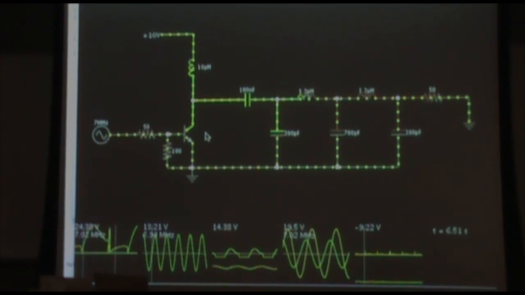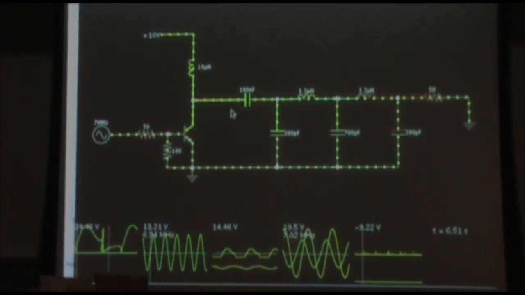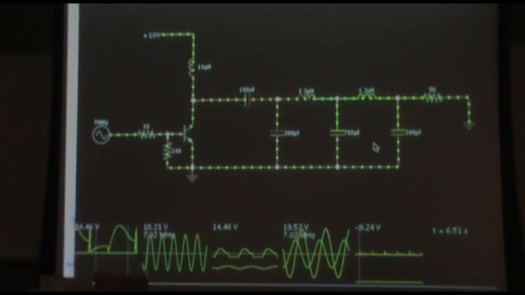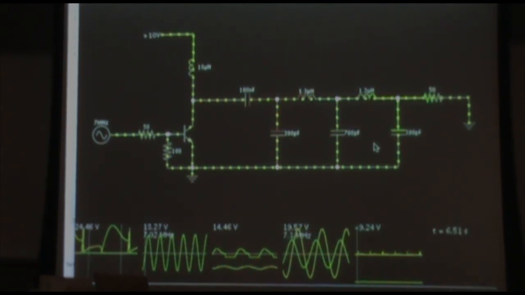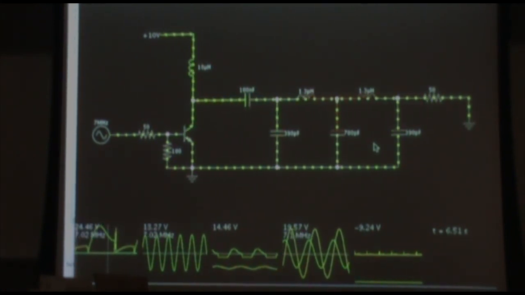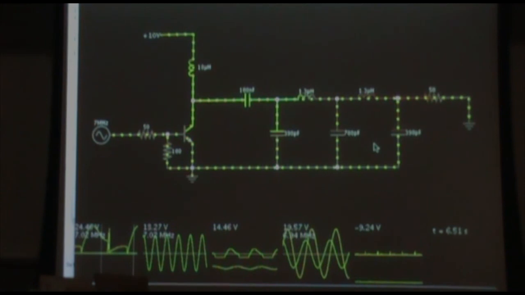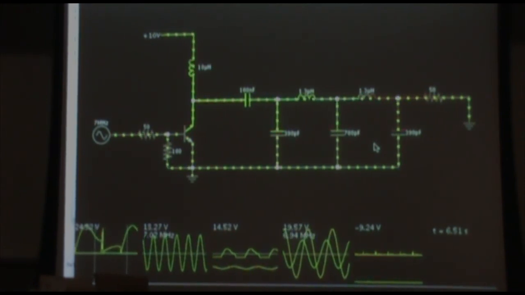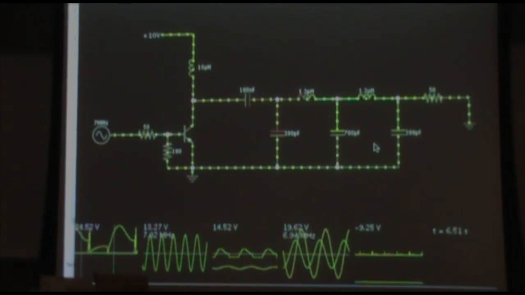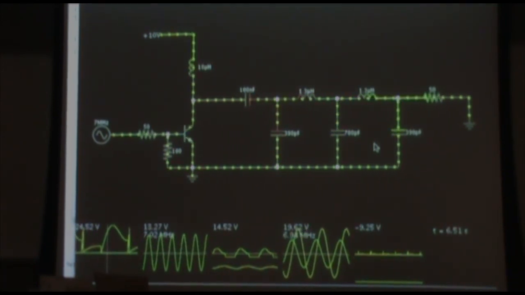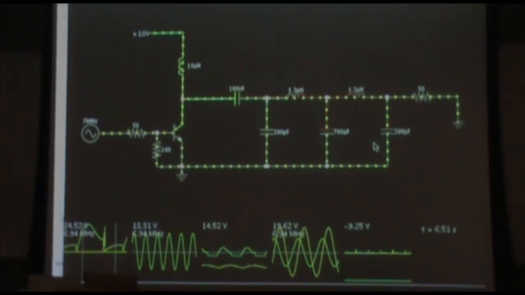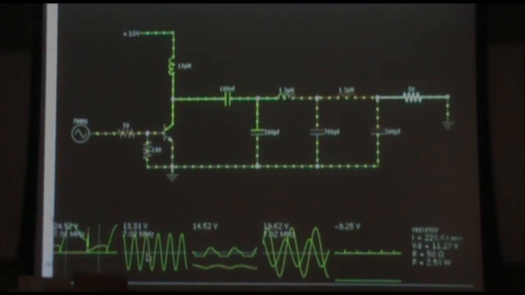However, this is a tuned circuit. Tuned circuits, if you remember from even Circuits One, like to resonate at a specific frequency. And in this case, it's about 7 megahertz, is what this was picked to be. So you can't go far from 7 megahertz before you start to have things not looking like a sine wave anymore. This is the output.